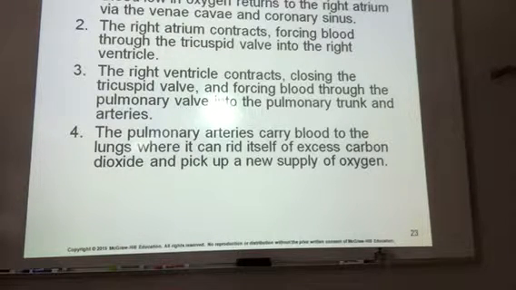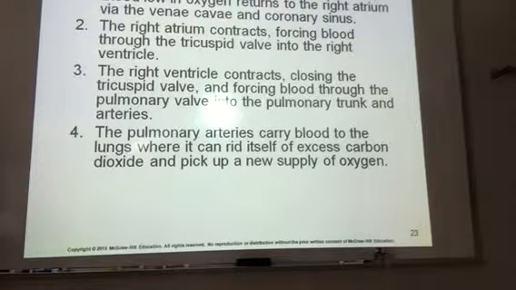Blood flow, here again, you can read through it. This is what I just told you looking at that diagram. So blood low in oxygen comes to the right atrium through the vena cavas and the coronary sinus, which drains the heart. Right atrium contracts, blood goes through the tricuspid valve into the right ventricle. From the right ventricle, it contracts, the tricuspid valve closes, the pulmonary opens, goes into the pulmonary trunk and arteries.